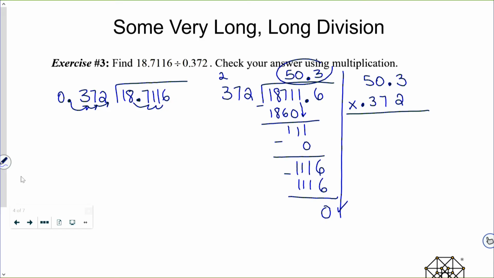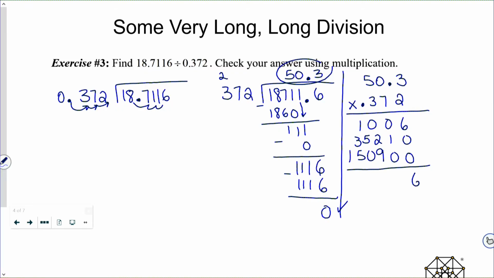Let's do it. 2 times 3 is 6, 2 times 0 is 0, and 2 times 5 is 10. Put another 0. 7 times 3 is 21, 2. 7 times 0 is 0, plus another 2 is 2, and 7 times 5 is 35. 2 zeros. 3 times 3 is 9, 3 times 0 is 0, and 3 times 5 is 15. Now we have to add these all together.